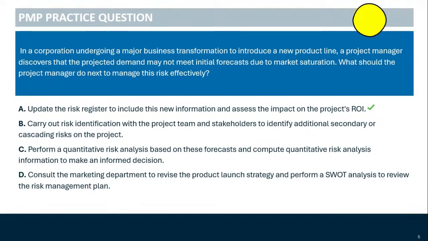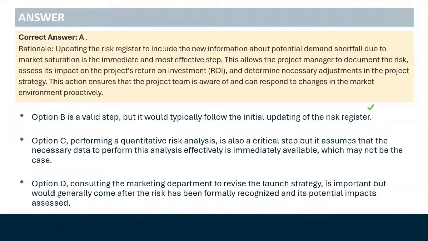Let's break it down further and listen to the extended breakdown. Correct answer A. Rationale. Updating the risk register to include the new information about potential demand shortfall due to market saturation is the immediate and most effective step. This allows the project manager to document the risk, assess its impact on the project's return on investment, ROI, and determine necessary adjustments in the project strategy. This action ensures that the project team is aware of and can respond to changes in the market environment proactively.